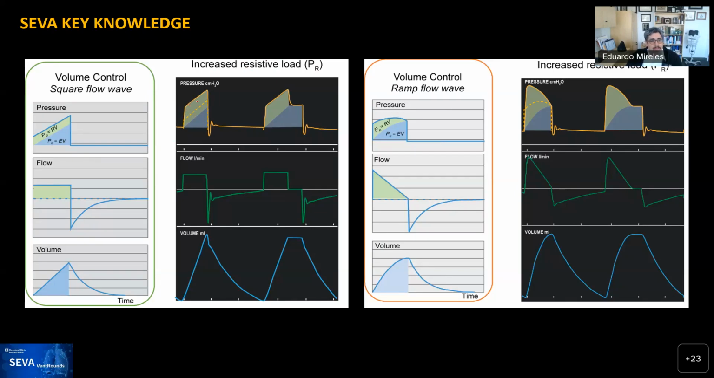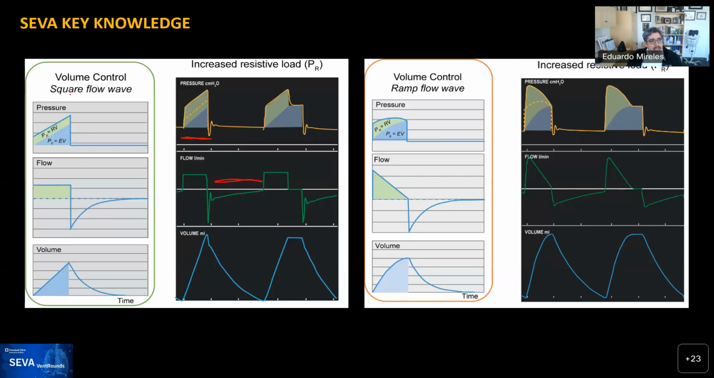And so during inspiration in volume control, you will see the changes in the pressure waveform. And during expiration, because what we're controlling during expiration is the pressure, because we control PEEP, then we look at flow. So during inspiration, you look at the pressure waveform when you're in volume control, and during expiration, for all modes, you always look at the flow waveform.